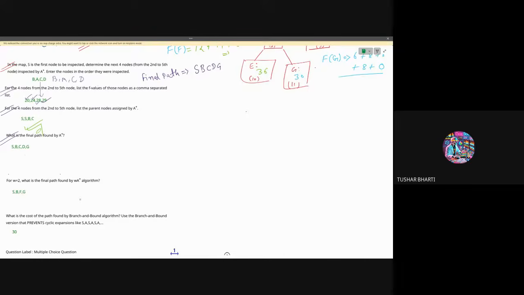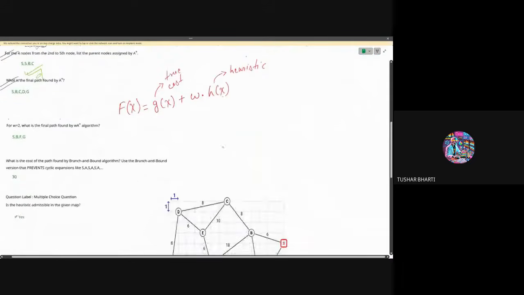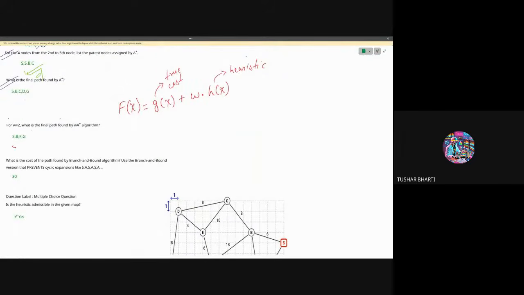Now coming to this W star algorithm, the formula will be f of x is equal to g of x, which will be the same, plus w into h of x. Here h of x will be the heuristic as mentioned above. So you will repeat the same steps as we have calculated here, and then you will get the path.